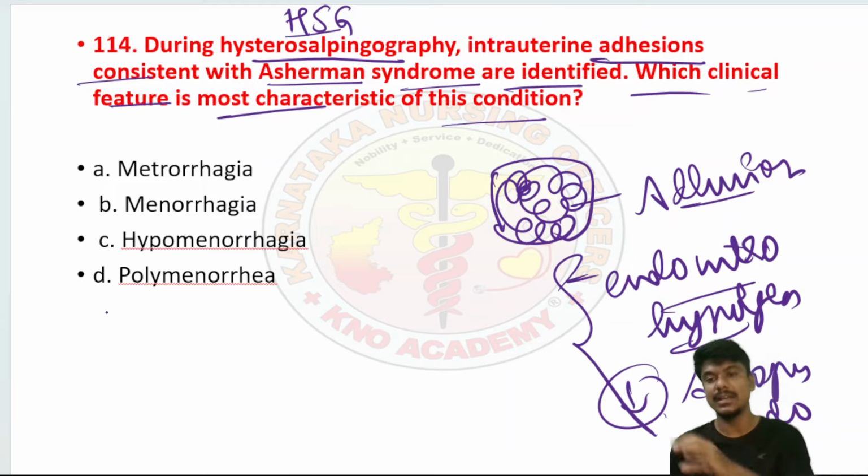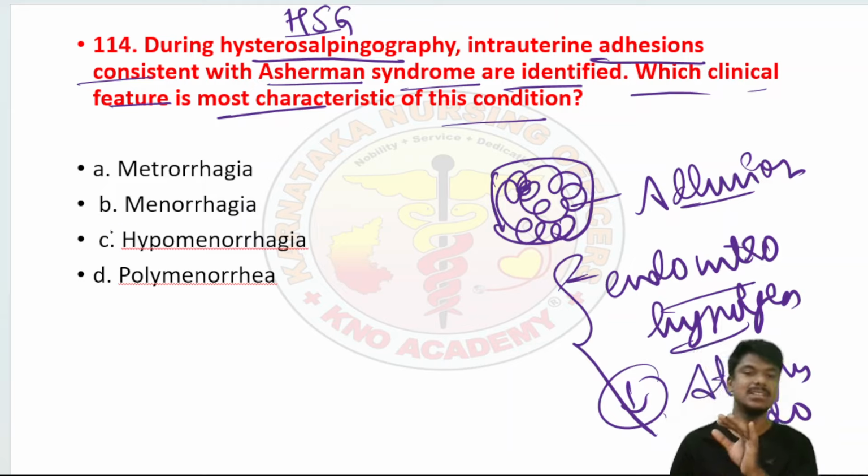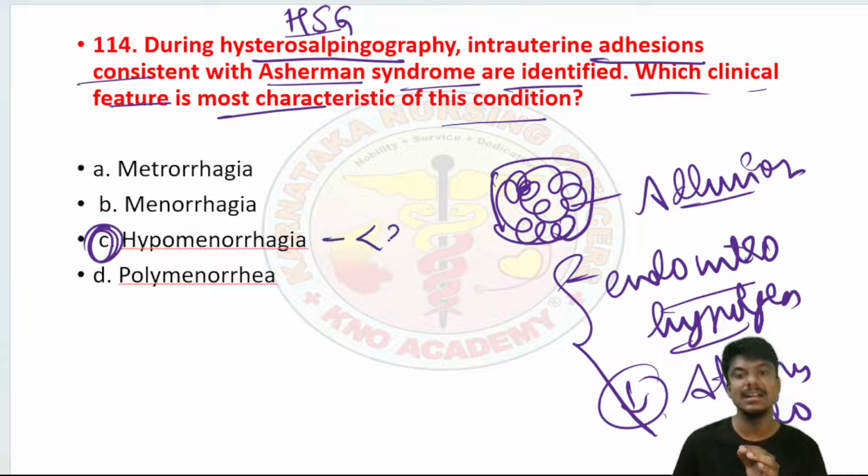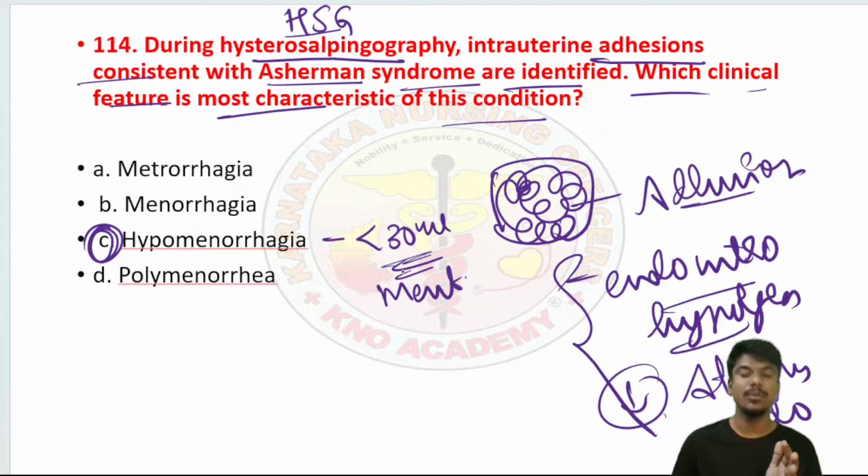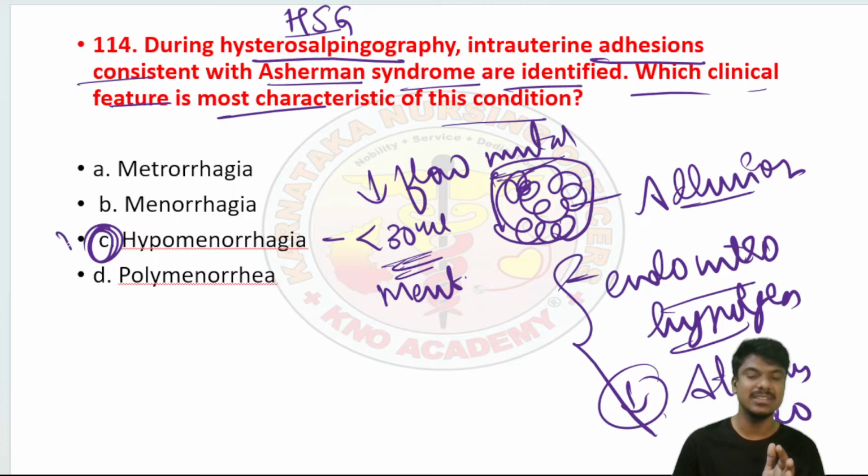If there are no endometrial cells, there is a chance of hypomenorrhea. Hypomenorrhea means less than 30 ml of blood is passing through the vaginal cavity during the menstrual cycle. That is the reduced flow of blood. Reduced menstrual flow is called hypomenorrhea. This is the most common symptom, the characteristic feature of Asherman syndrome.